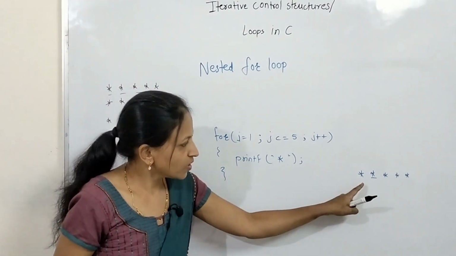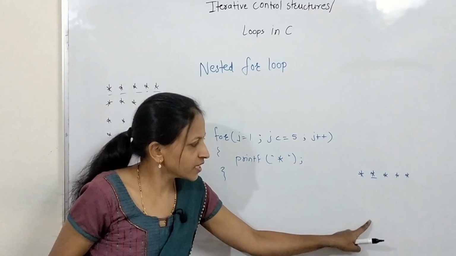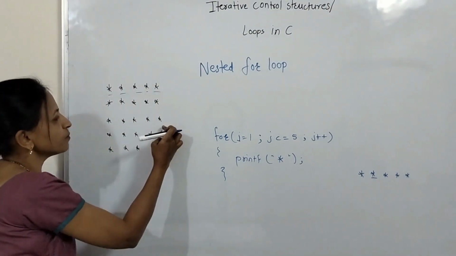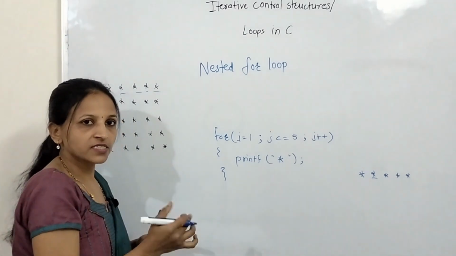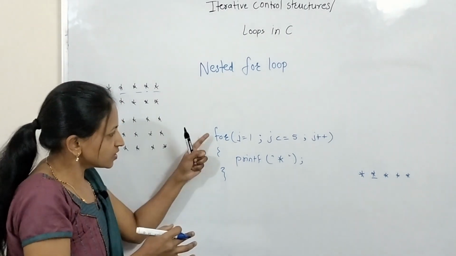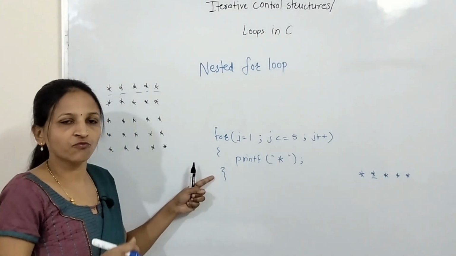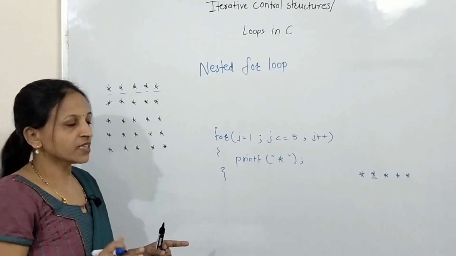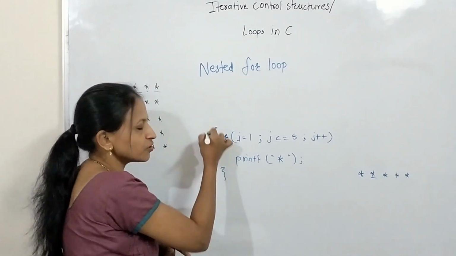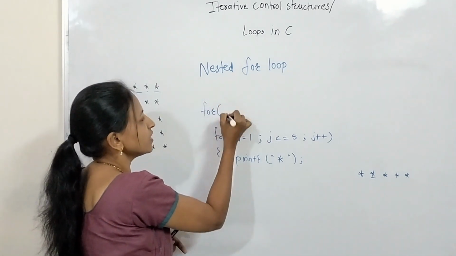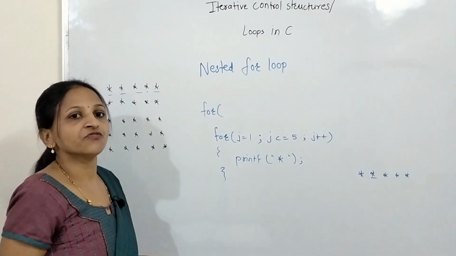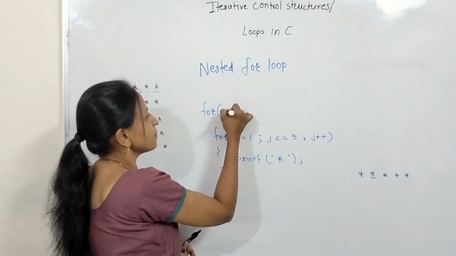Now I want to repeat this process again and again 5 number of times, and that's why I will place one more for here as the outer for. Because this process I want to repeat again and again. For repetition we use a loop. How many times do I want to repeat this? 5 number of times. Just place a for here that will execute this part 5 number of times.